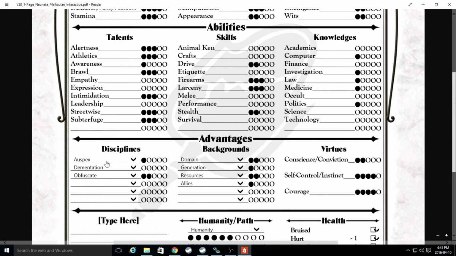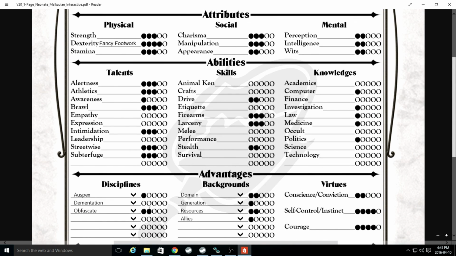Now, Auspex, heightened senses, and the 2 dots here in Obfuscate, neither one of them requires a roll to make. To kick up heightened senses is simply a reflexive action, and for Obfuscate, you don't even have to spend a blood point. You simply take a moment and will yourself invisible, I believe.